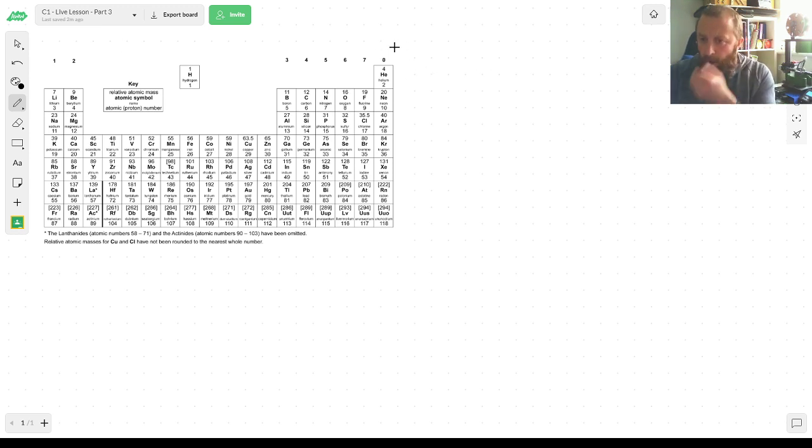So, when we're looking at the noble gases, we are looking at Group 8, or Group 0, depending on which periodic table you've got. That is this group here. Sorry, halogens, the noble gases.